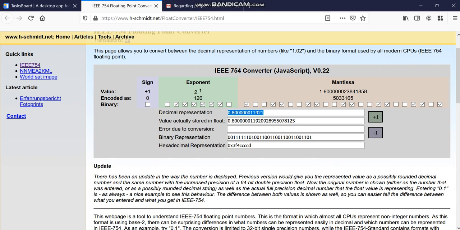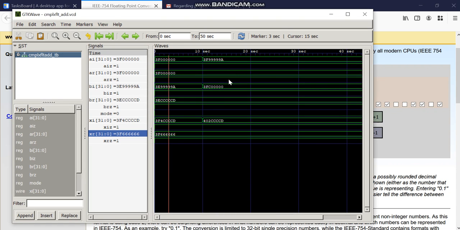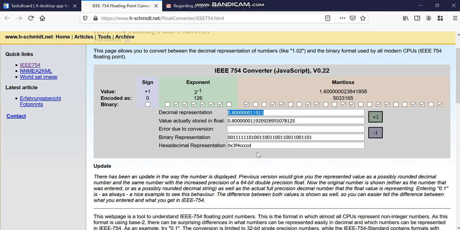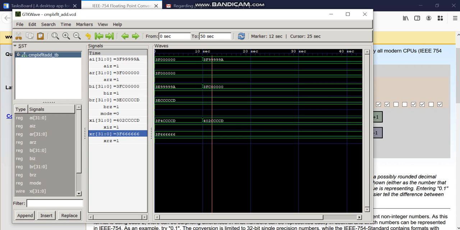So this is 0.8. Now coming to the next set of inputs, I have not changed any real parts, so the real part output is the same. I've just changed the imaginary part. The imaginary numbers were 1.2 and 1.5, which should give 2.7. So now let us check this value. Yeah, this is 2.7. So this is the working and the correctness of the complex floating point adder. Thank you.